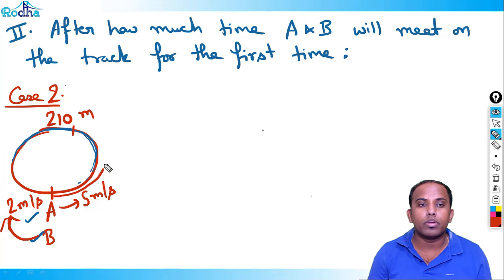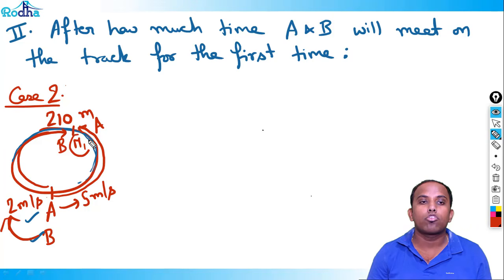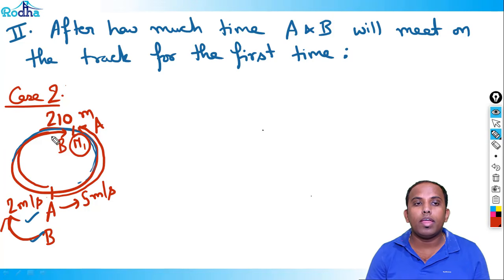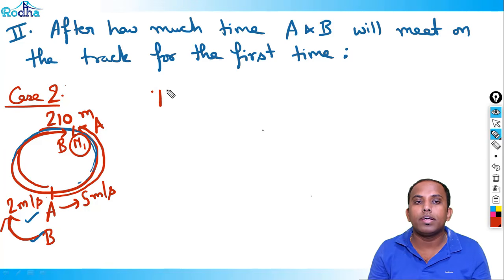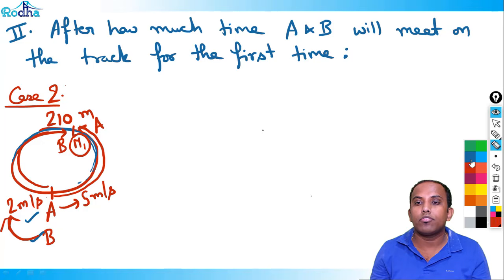Wherever they will meet, let's say A comes from here to here, and in that time B comes from here to here. So let's say this is the first meeting point, M1. When will M1 happen? When A and B have together covered a distance of 210 meters. They started from this point and they met here, so together they have covered the full circle. So directly, time taken for first meeting, time taken for M1.